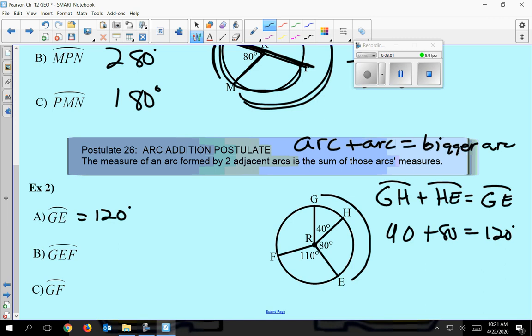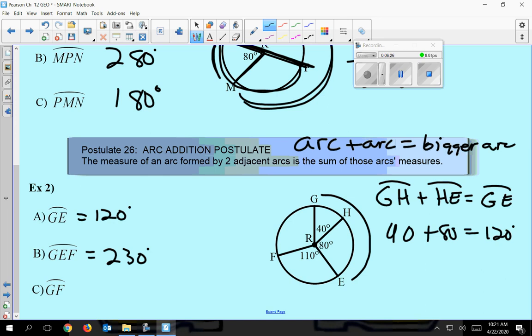G, E, F. So three letters tell me it's probably going to be bigger than 180. And that's just really three different arcs all kind of put together. So 40 plus 80 plus 110 should give me a measure of 230 degrees. Okay.